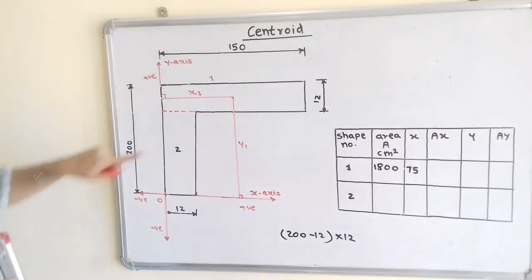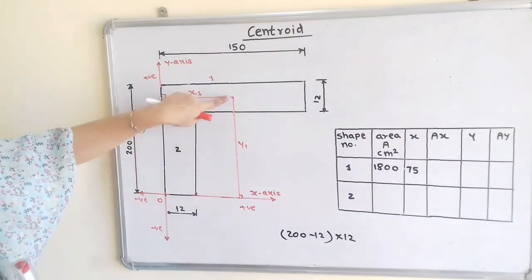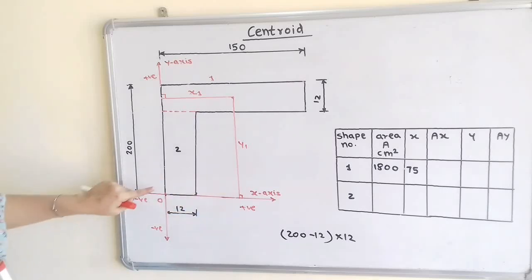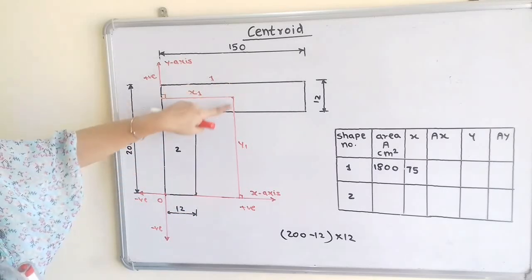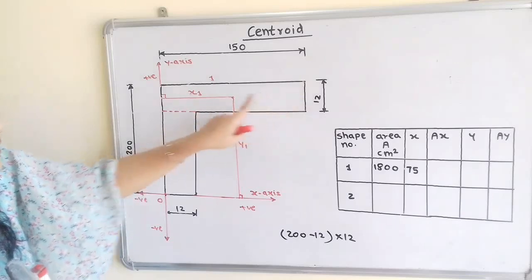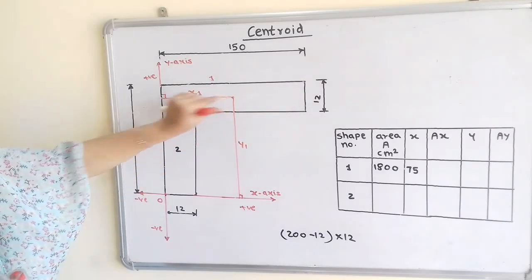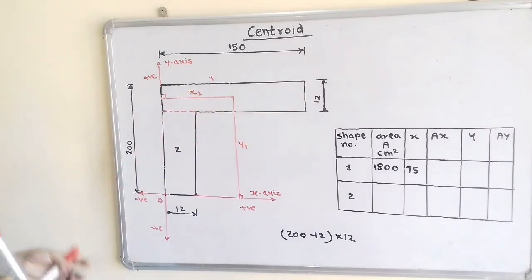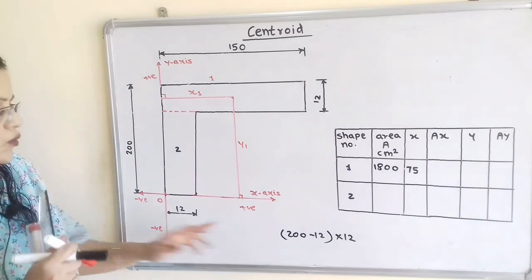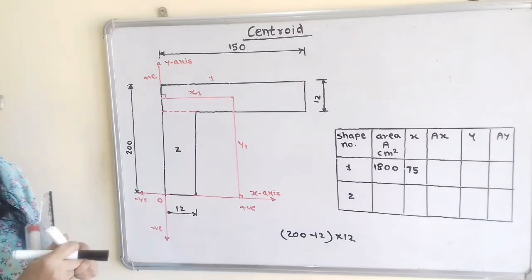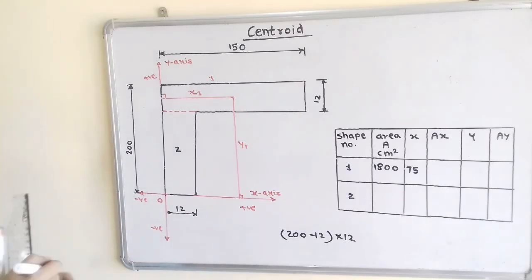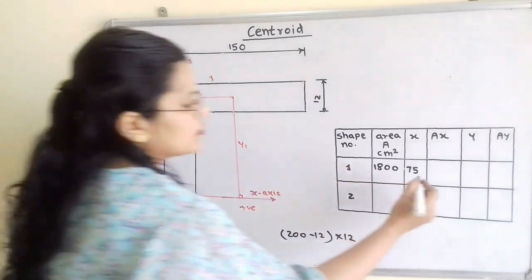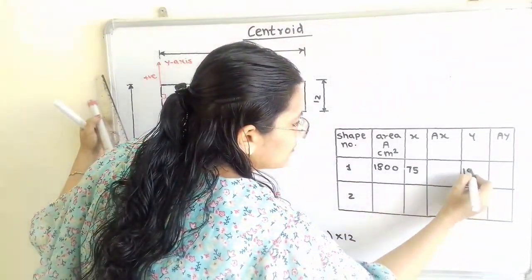Now how to select this vertical distance, that is y1? So if we observe here, the middle point is 12 divided by 2. So this distance is equal to 6. 6 plus 200 minus 12, that means we can say that 200 minus 6, and that is equal to 194.